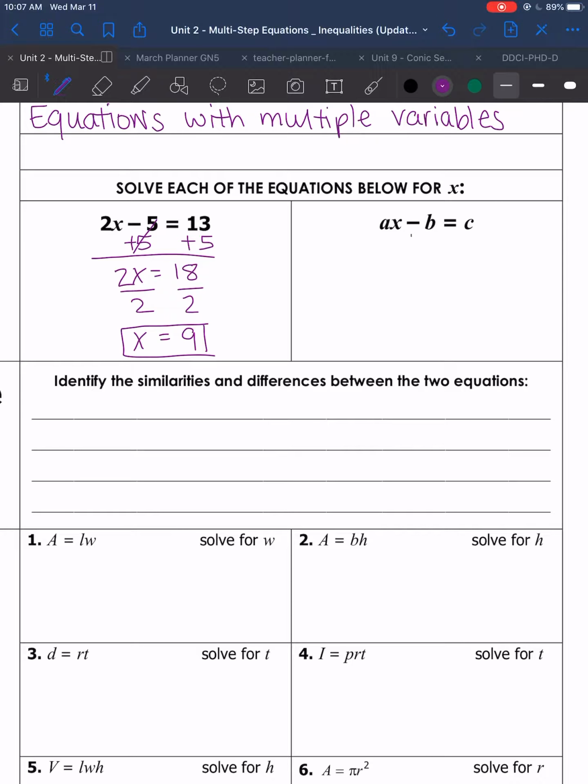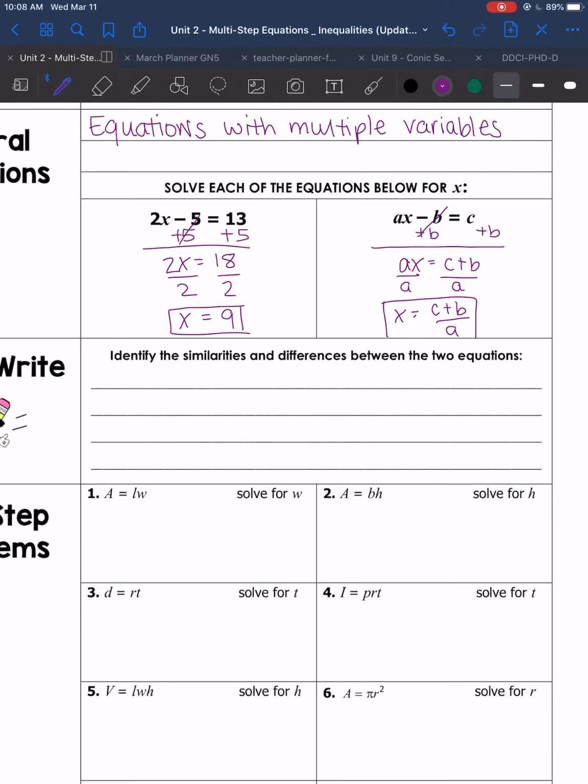So we're going to add b to both sides. So I have ax equals c plus b. Now I'm going to divide by a. I'm using the same steps that I used over there on the left side. Then I have x equals c plus b over a. That's my answer.